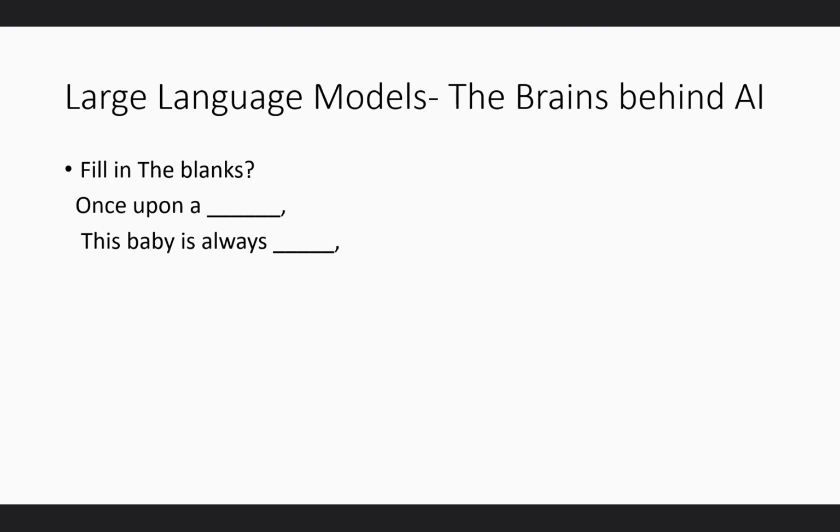So what would you fill if you were given these blanks? So once upon a time, dash, this baby is always dash. So intuitively, it would be, say, time and crying. But does the AI guess the same answers?